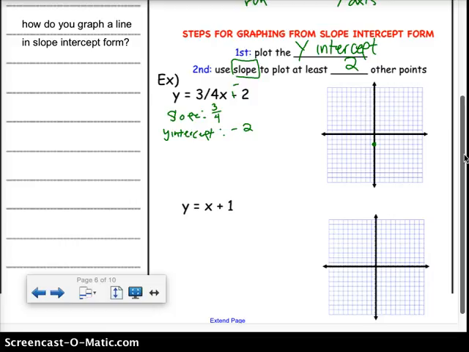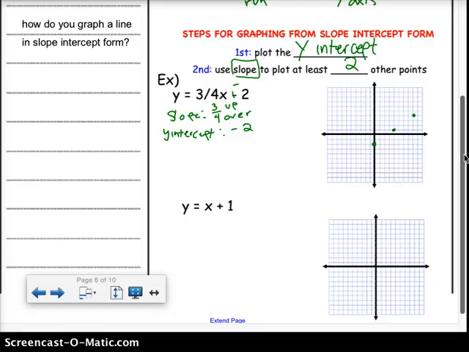So that means that I go up 3/4. So up 3, 1, 2, 3, over 4, 1, 2, 3, and 4. Up 3, over 4 again. Now you can see that it's following that pattern.